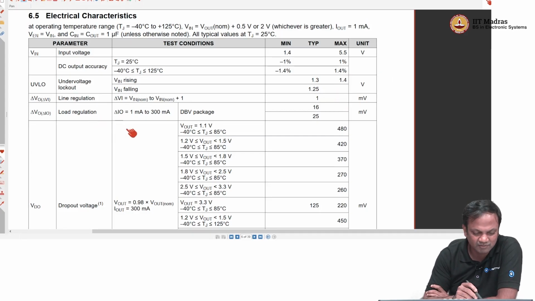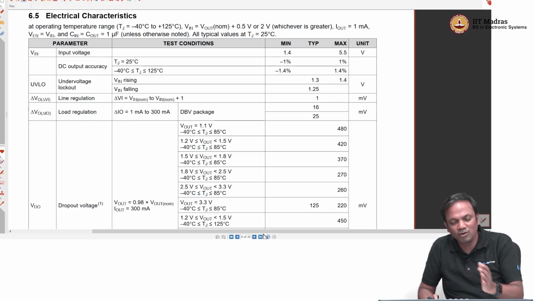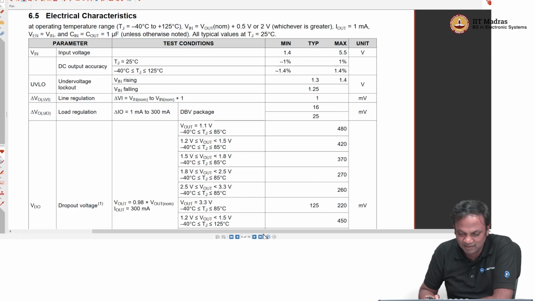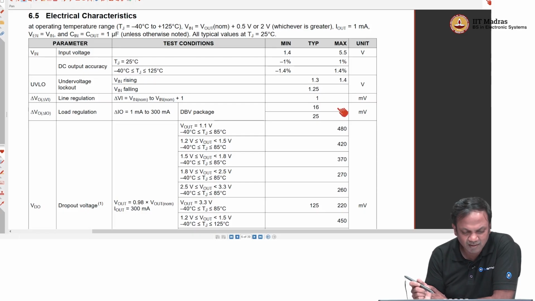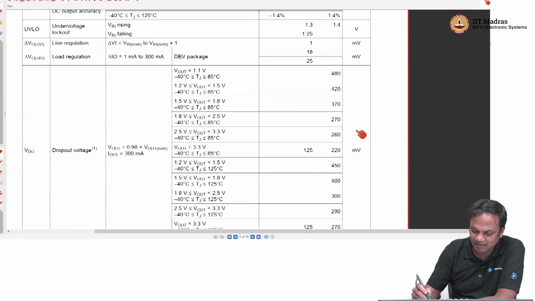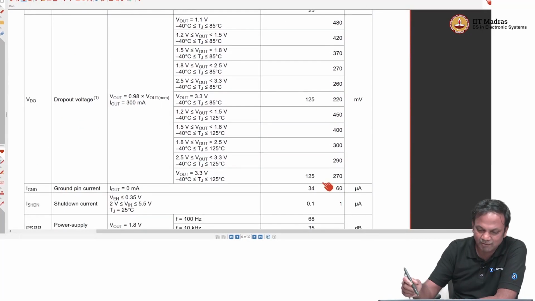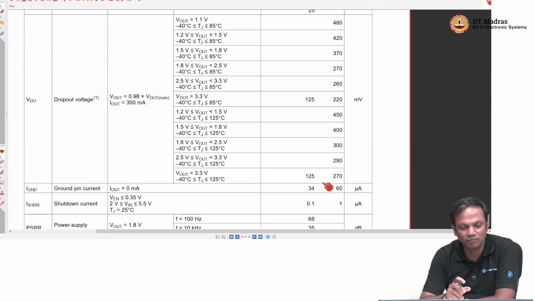The load regulation, which is the degree to which the output voltage changes when the load goes from 0 to max, right, is about 16 millivolt. They have given two different readings, but they have not clarified what the difference is. So, we will say okay, it is either 16 or 25 millivolt, and then they have given a very exhaustive table for the dropout voltage. We are not going to go through this in detail, you already know what the dropout voltage means.